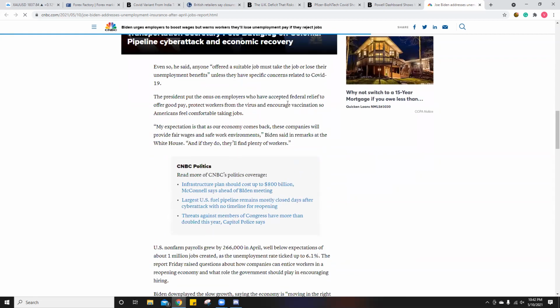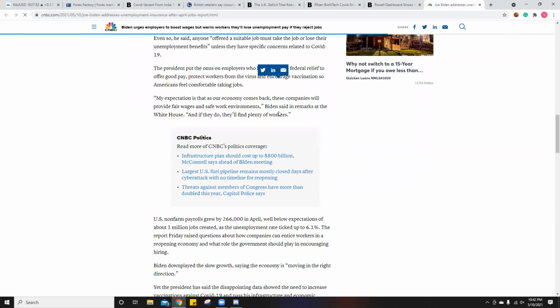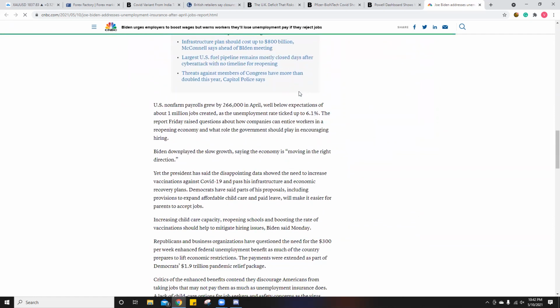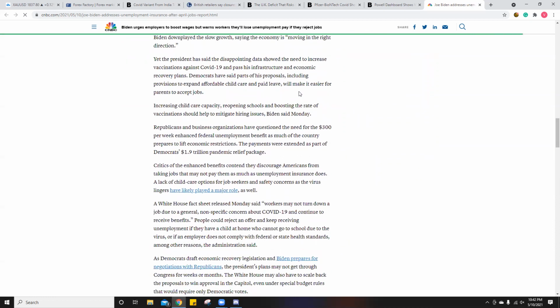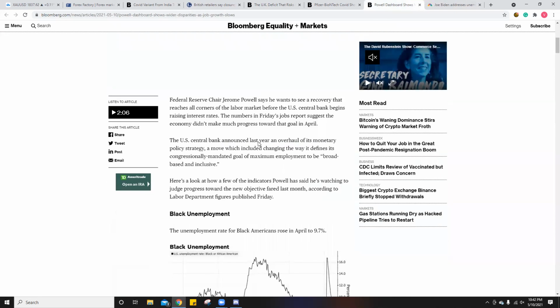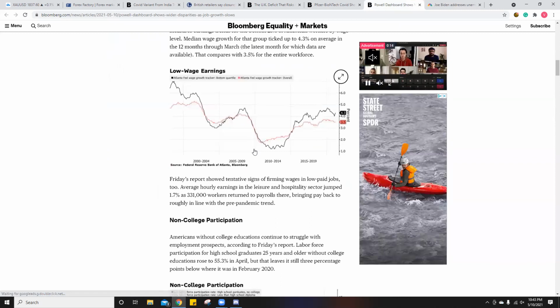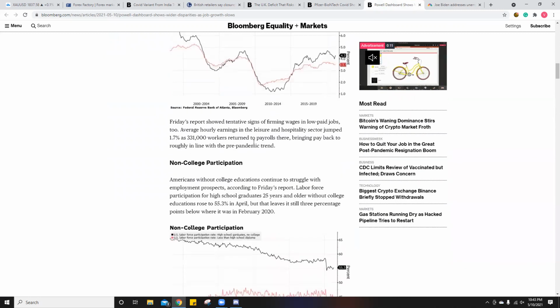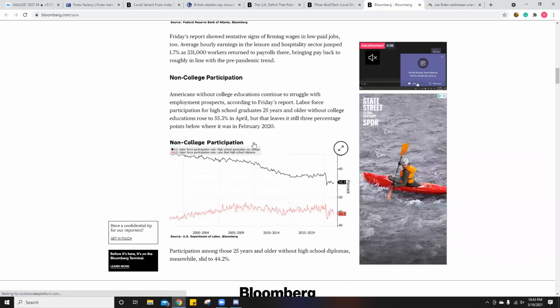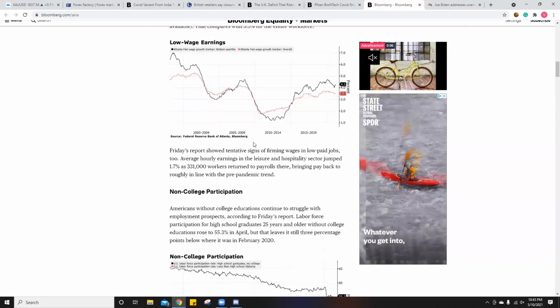And then he's also encouraging vaccination so Americans feel comfortable taking the jobs as well. But as consumers, or workers, you're not really getting much of a choice here. And so he's increasing childcare capacity, reopening schools, and boosting the rate of vaccinations to help mitigate hiring issues. So this is one way that he's helping boost up these unemployment numbers that we see here: low wage earnings, Black unemployment, Latino American unemployment, and then maybe also it's going to ripple into non-college participation. So that's what we see so far.